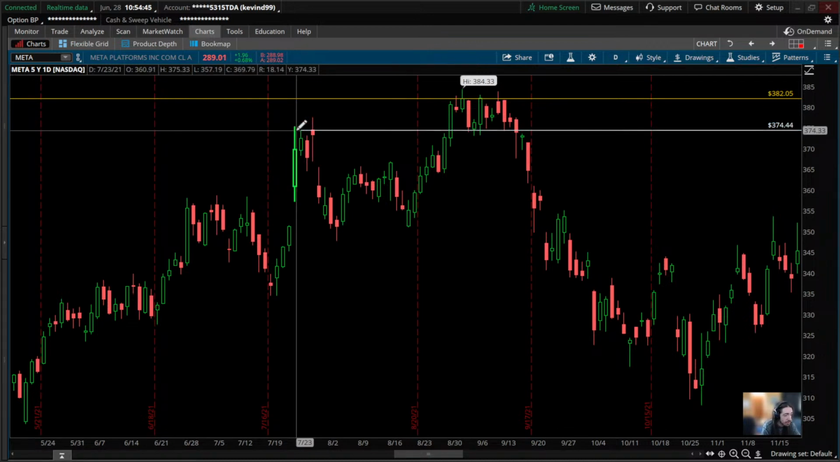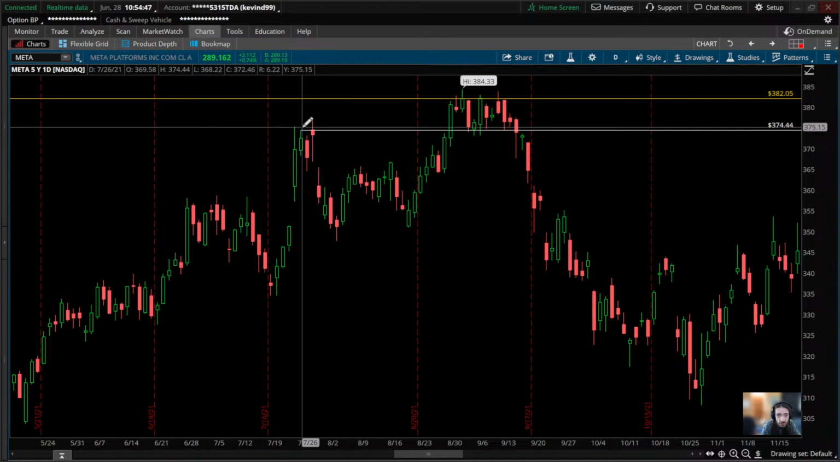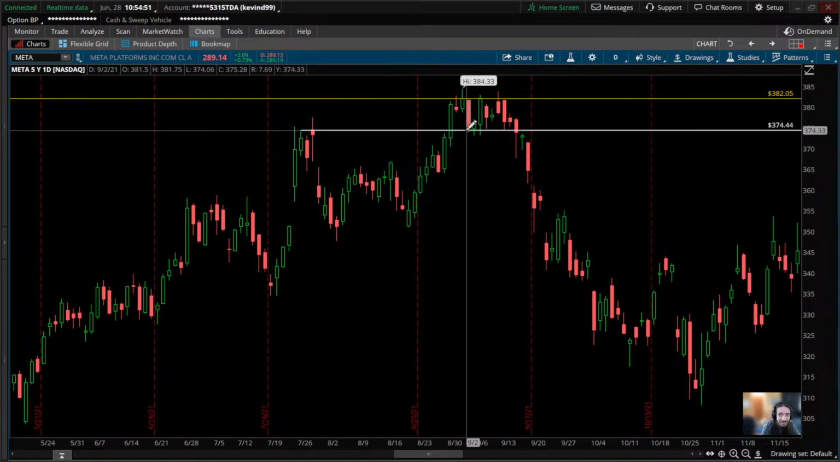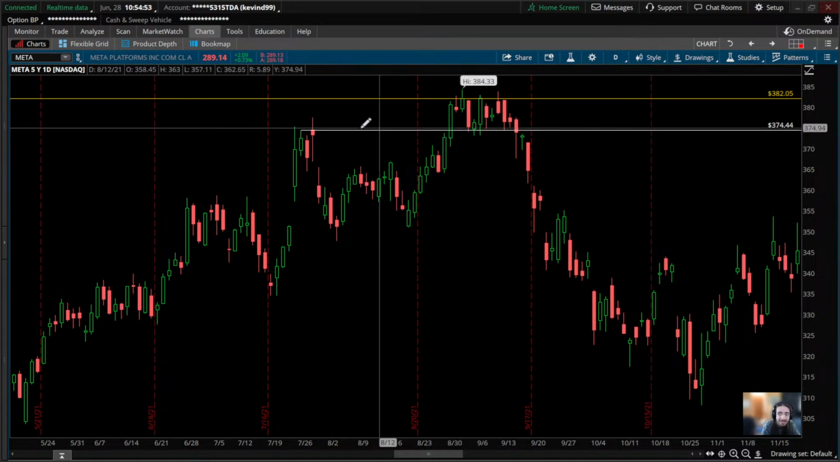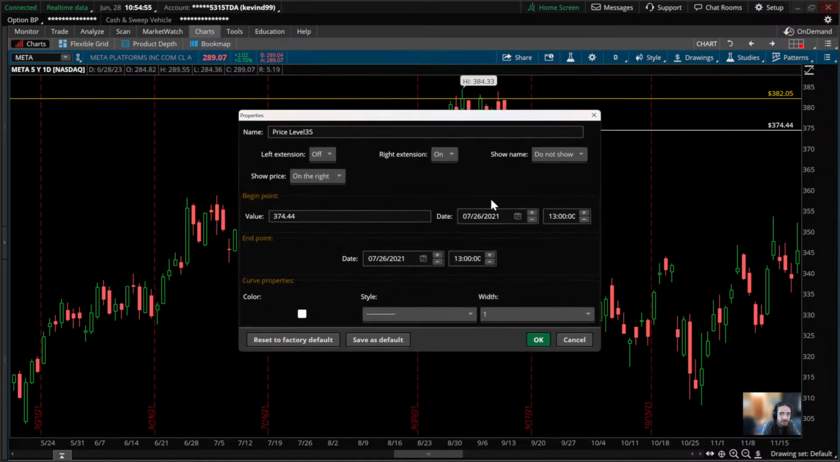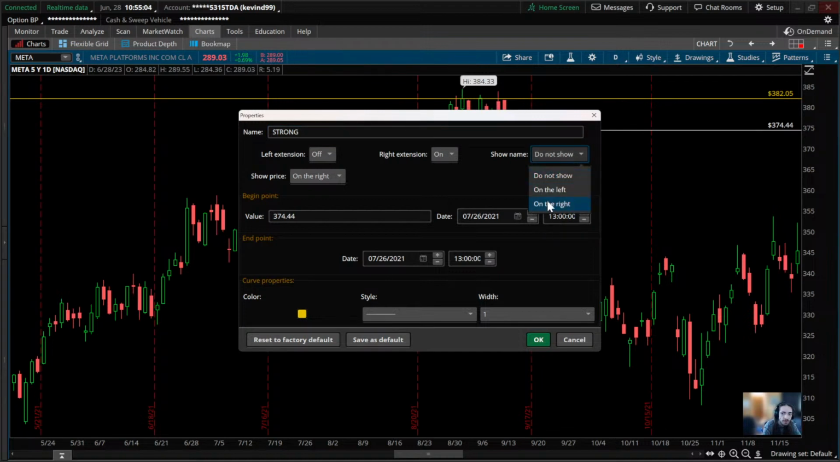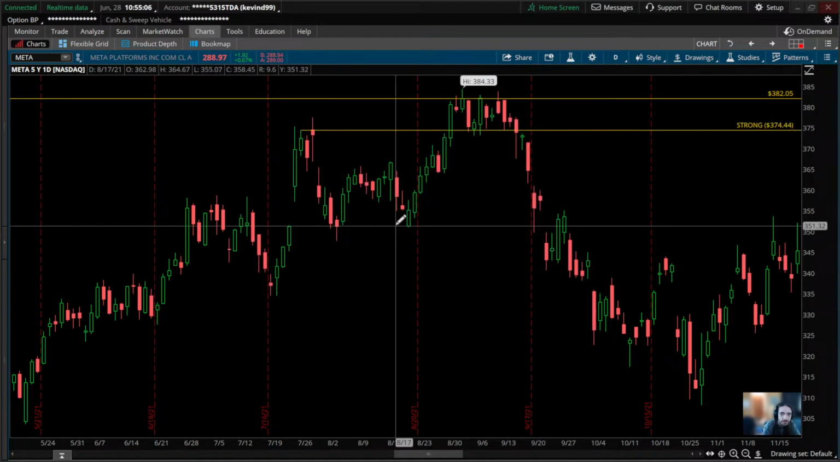And the reason for this one is really good. So we were resisting, resisting, resisting. Then we broke it and we flipped it, and it was supporting that area. So this is a really good key level. I might even just write this one as strong. Show on the right. Awesome.